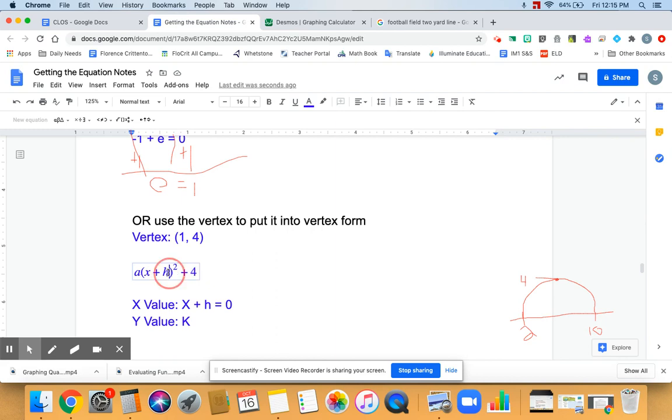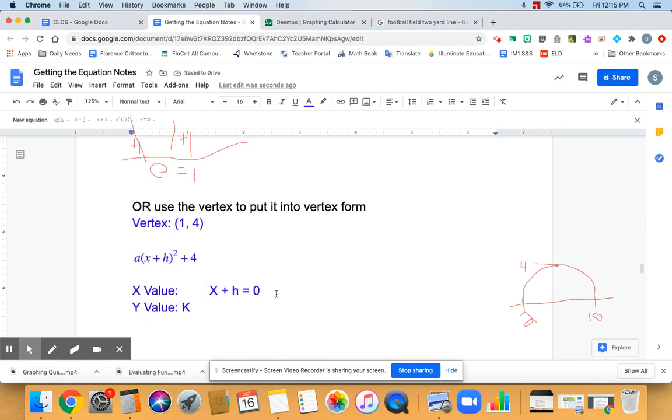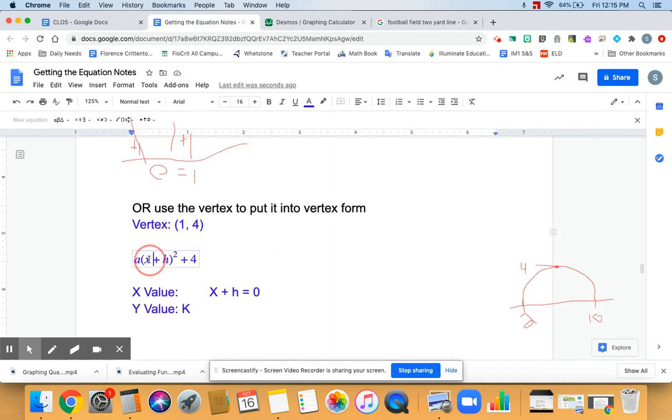In the parentheses, remember x plus h has to equal 0. So right now, they're saying if x is 1, then in the equation, it needs to equal 0. So again, what does h have to be? Well, it has to be the opposite of that one. It has to be the negative one. So in the equation, the h is minus 1.